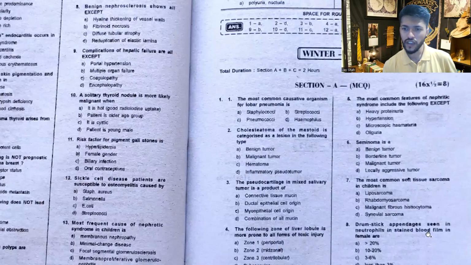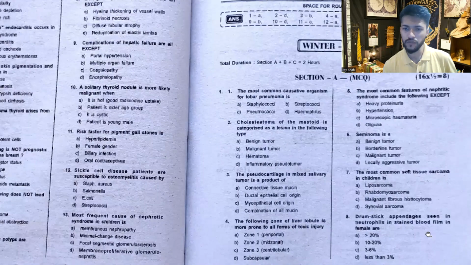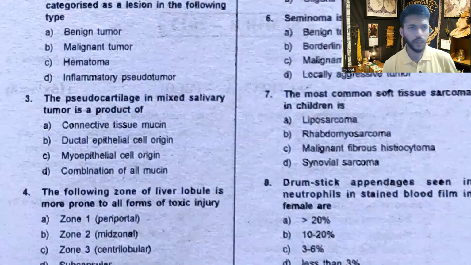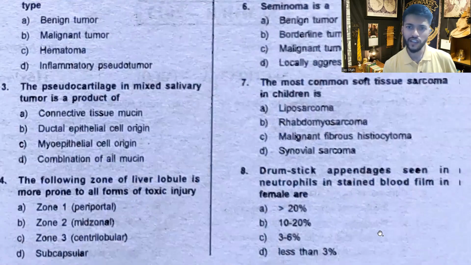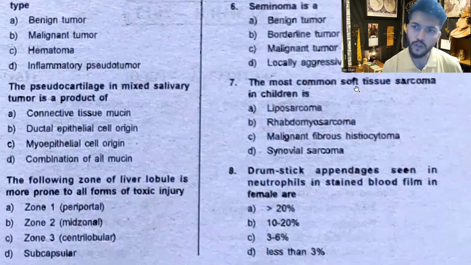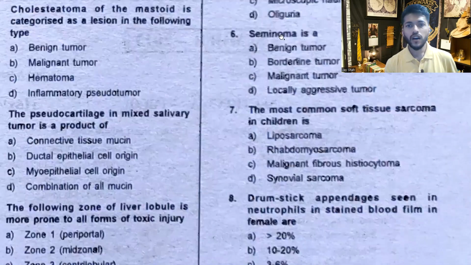Drumstick appendages seen in neutrophils in a stained blood film are generally in more than 20% in females. So Barr bodies and drumstick appendages are characteristic in females. Most common soft tissue sarcoma in children, told you again, it's rhabdomyosarcoma. Seminoma is a malignant tumor. It's not a benign tumor. I have told you, despite being -oma, it is an exception.